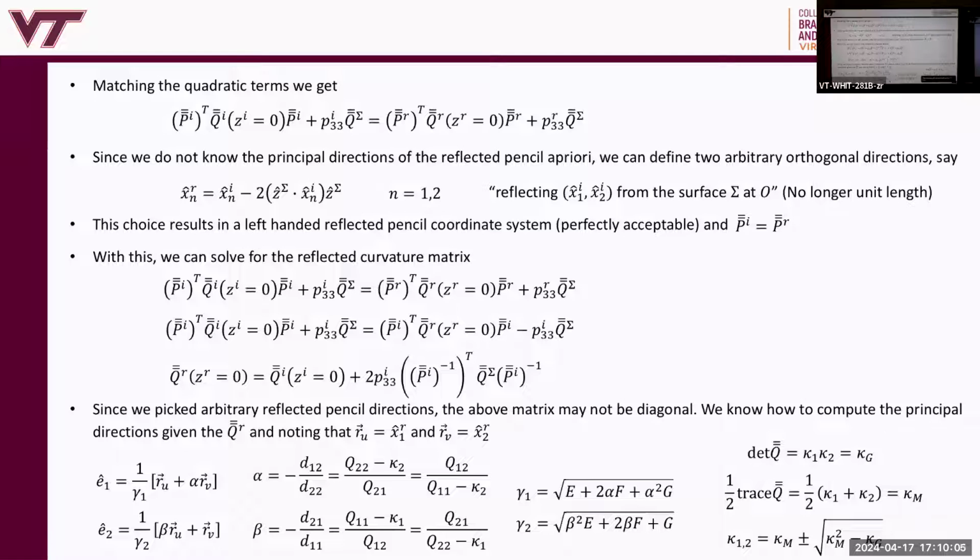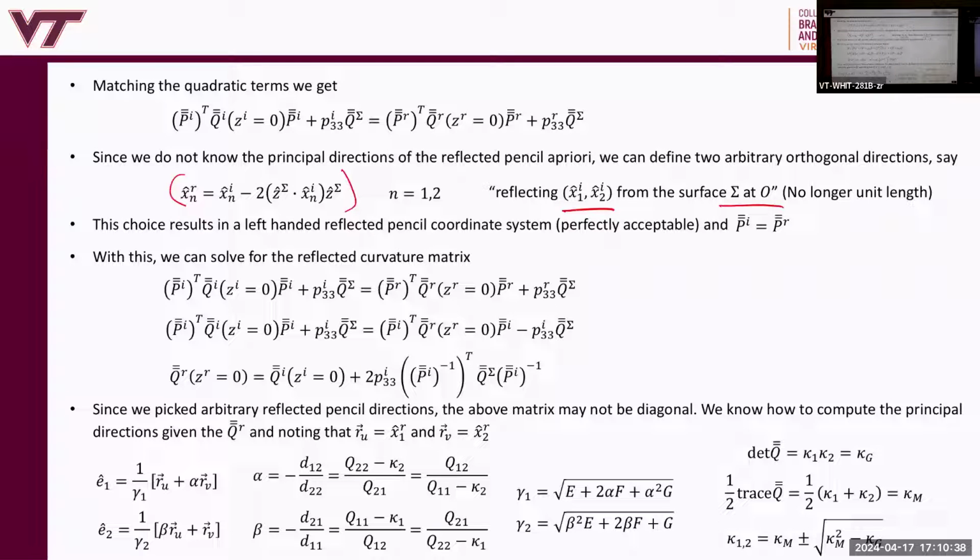Now, matching the quadratic terms. This is the quadratic term of the incident, and the quadratic term of the reflected. Since we do not know the principal directions of the reflected pencil a priori, we can define two arbitrary directions to start. The ones we're going to choose are reflecting the incident x1 and x2 from the surface sigma at O. So just reflect them. That means xn reflected is defined like this. We'll start like that.